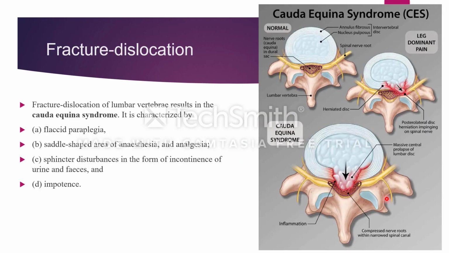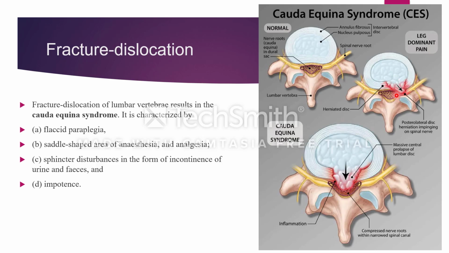There can be fracture and dislocation. Fracture and dislocation of the lumbar vertebra will result in the Cauda equina syndrome. See here, if the body of the vertebra gets fractured, what will happen? There is the Cauda equina here in this region at the first lumbar vertebra, which is the ending of the spinal cord. But if the fracture happens, the nucleus pulposus and the intervertebral disc will herniate backward, and it will put pressure on the Cauda equina, that is named as Cauda equina syndrome.